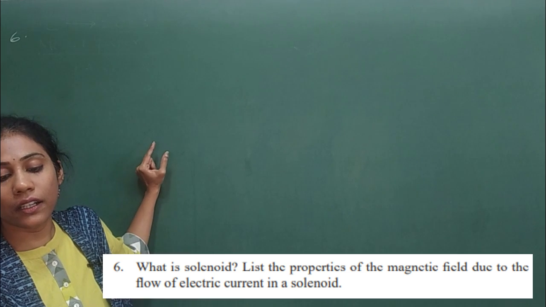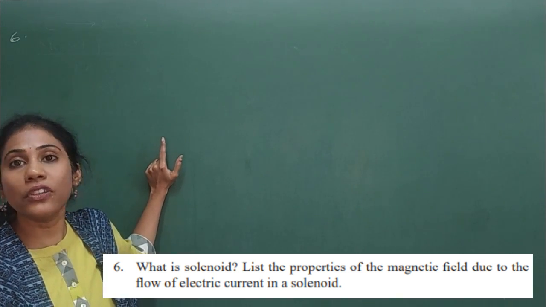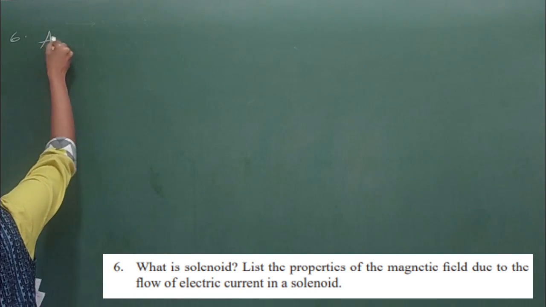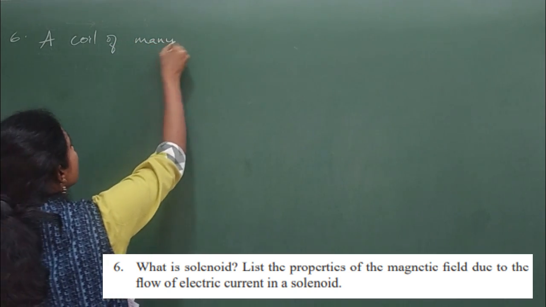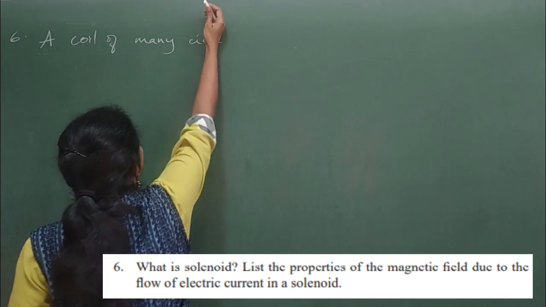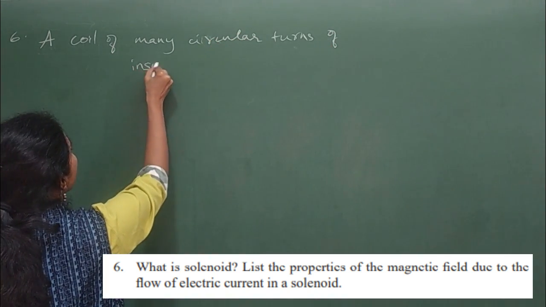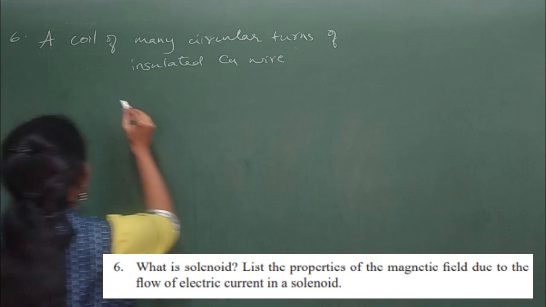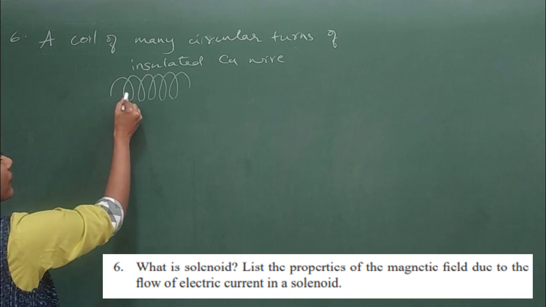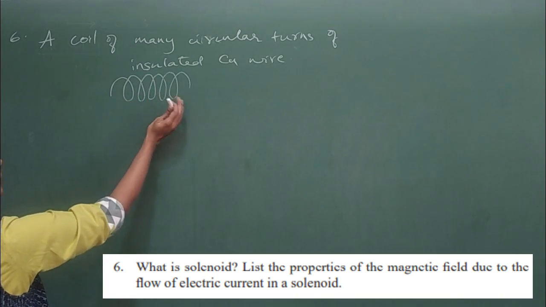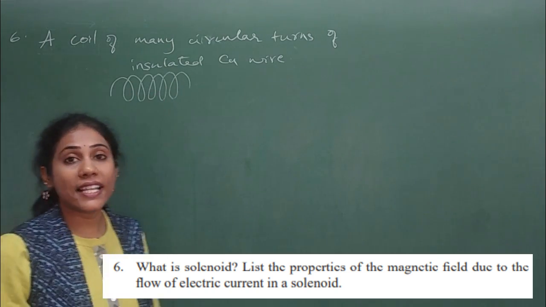See, first thing, you have to write the definition of a solenoid. A coil of many circular turns, right? So I am writing a definition in a simple way. A coil of many circular turns of insulated copper wire is called solenoid, right? So you all must have seen a diagram. This is an insulated copper wire in the shape of a cylinder, which has many circular turns. This is what we call a solenoid.